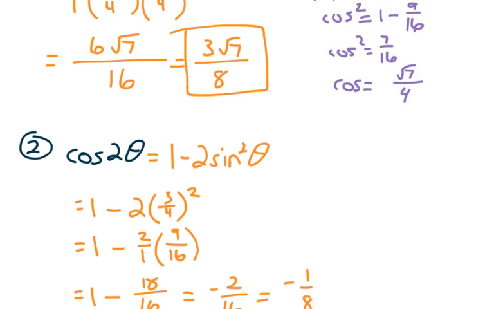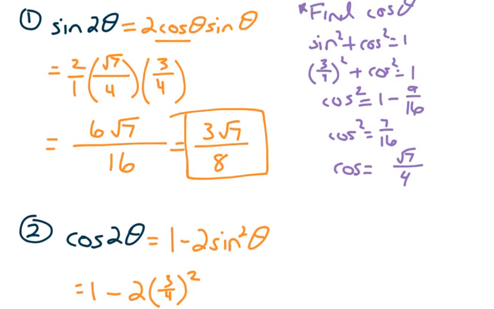I do have one more example. We did sine first, we did cosine next, so it only makes sense that we finish with tangent. So we're looking for the tangent of 2 theta. We still have the same setup. We still know that the sine is equal to 3/4, and we know that we are in quadrant 1.